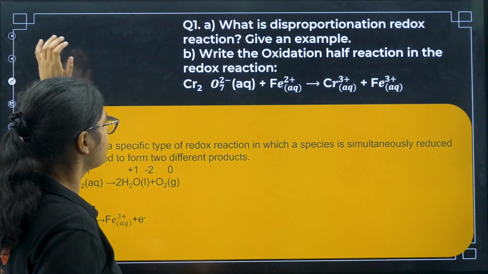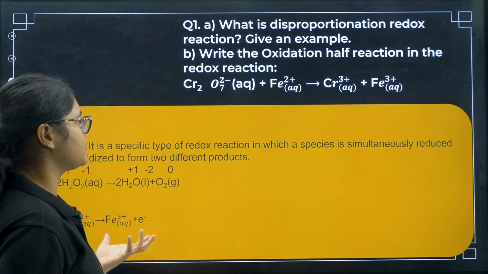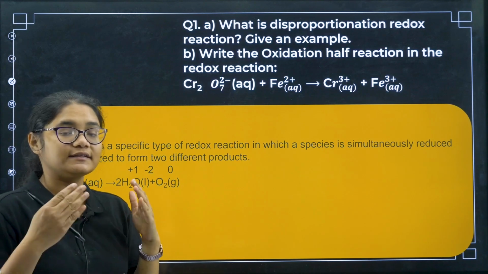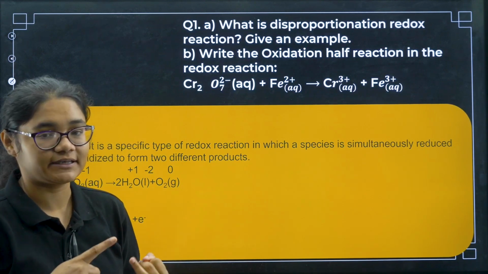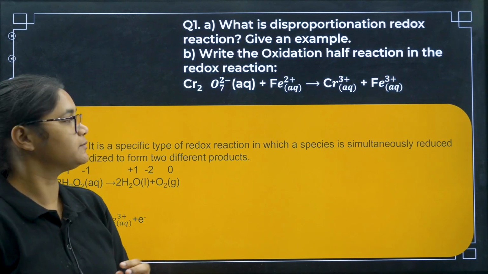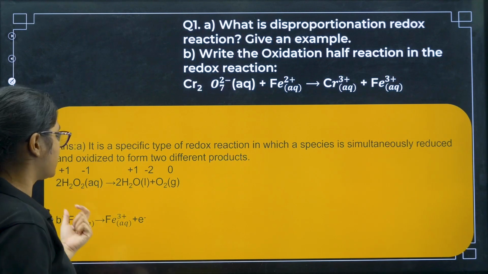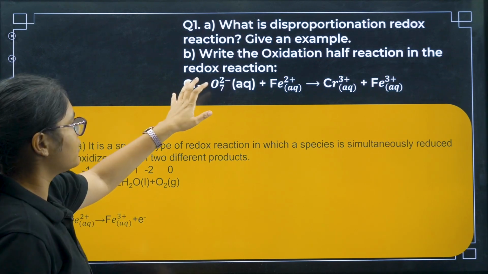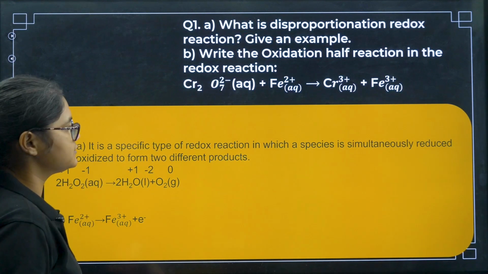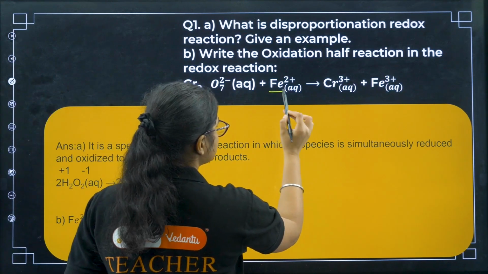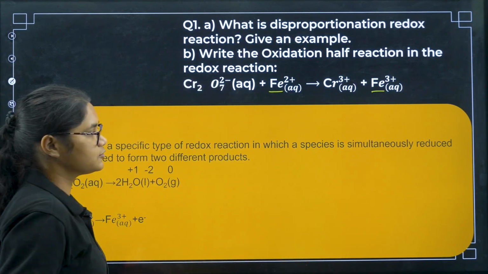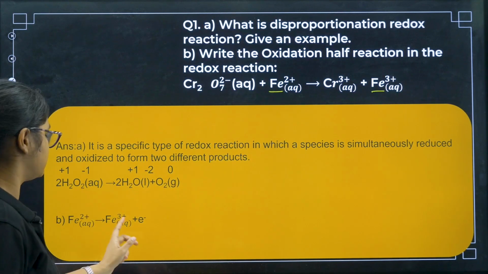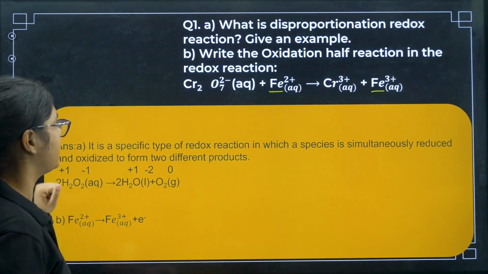Okay, so the first one is, what is a disproportionation reaction? Give an example. Any reaction in which the same compound undergoes both oxidation and reduction is called a disproportionation reaction. So you can have this example: H2O2 gives you H2O and O2. Now write the oxidation half of this reaction. Here you can see Fe is in the +2 state and Fe is in the +3 state, so the oxidation number is increasing, so there will be oxidation. So this part is your oxidation part of the reaction.